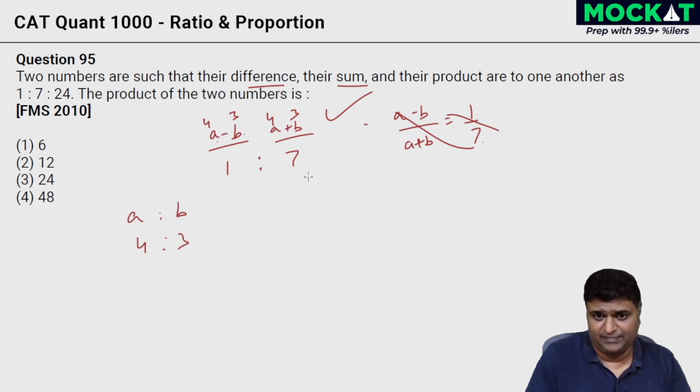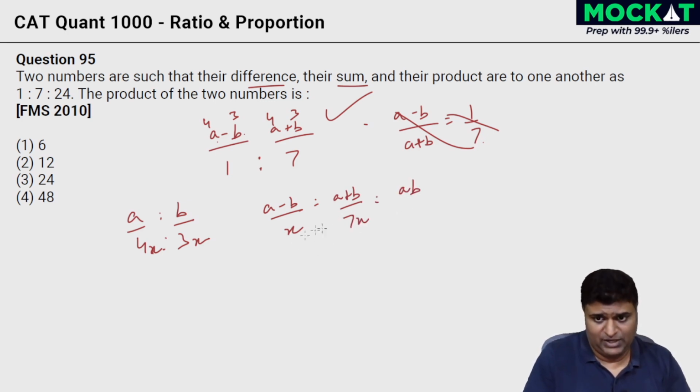So something different. So take 4x and 3x over here, right? A and b, let them be 4x and 3x. Then what is the difference? That's x. What's the sum? That's 7x. Then what is the product going to be? x is to 7x is 1 is to 7. Going by this logic, the product is going to be 24x, right? 1 is to 7 is to 24. The difference is to sum is to product, right?